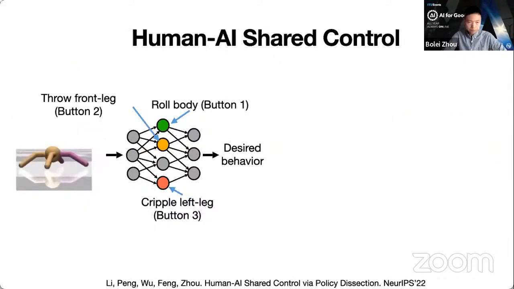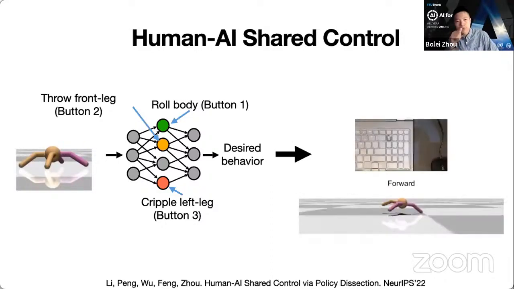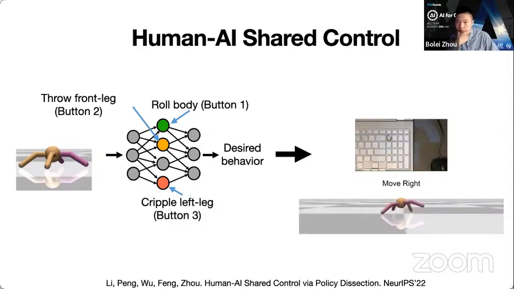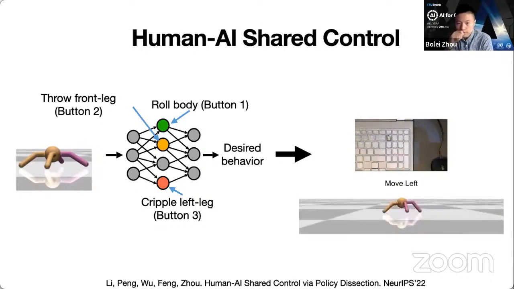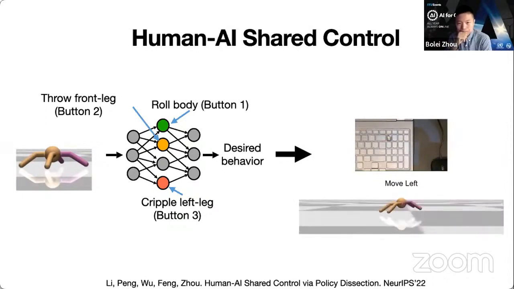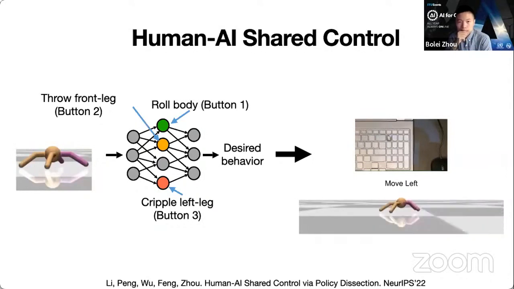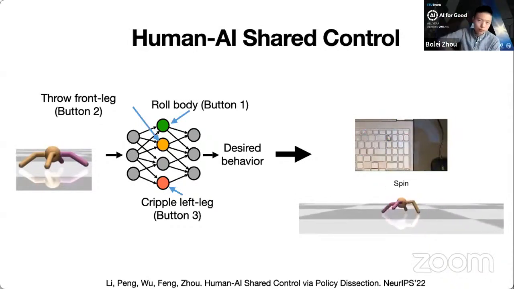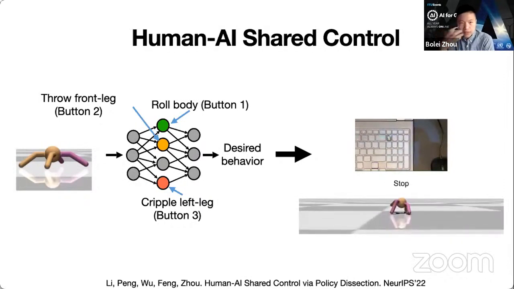So here are the results. We apply this policy dissection, then we can identify the meaningful regions and associate those interpretable regions with the keyboard. Then the user can simply press certain keys, and we can evoke the behavior of this agent. Here is a demo video showing that the user can press certain keys. So we can issue orders to this agent, like move left, move forward, stop, and also spin around. The user can simply press a key, and then we activate and deactivate the region.